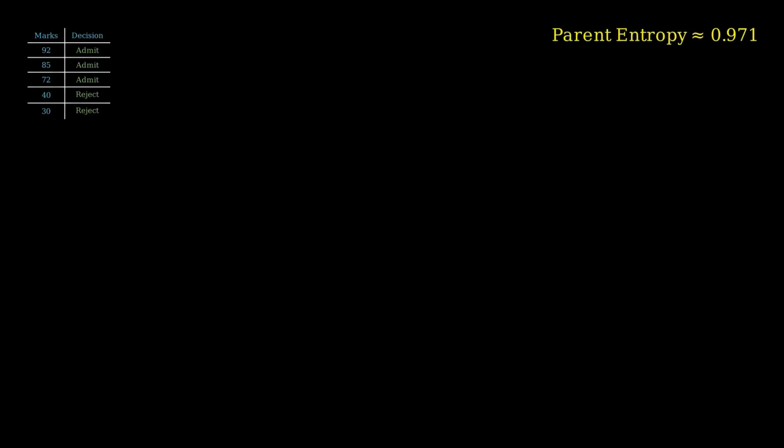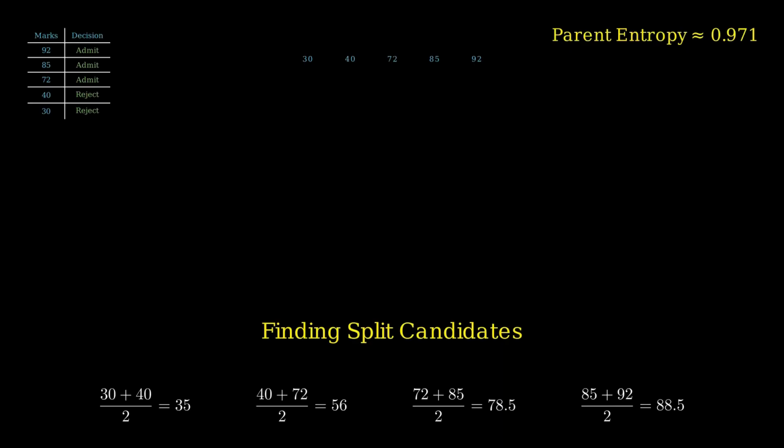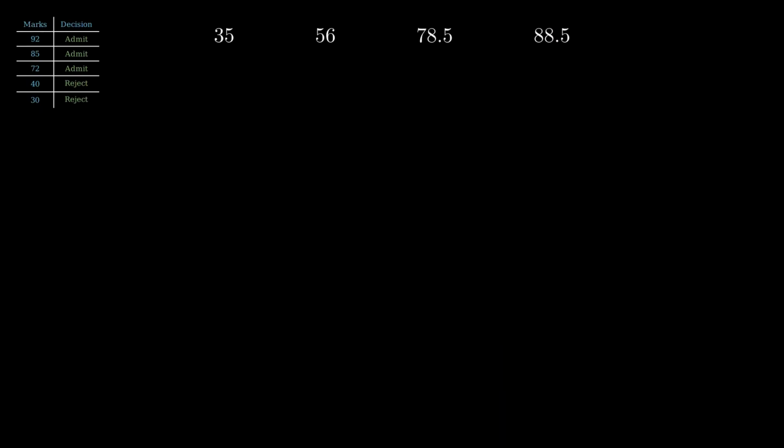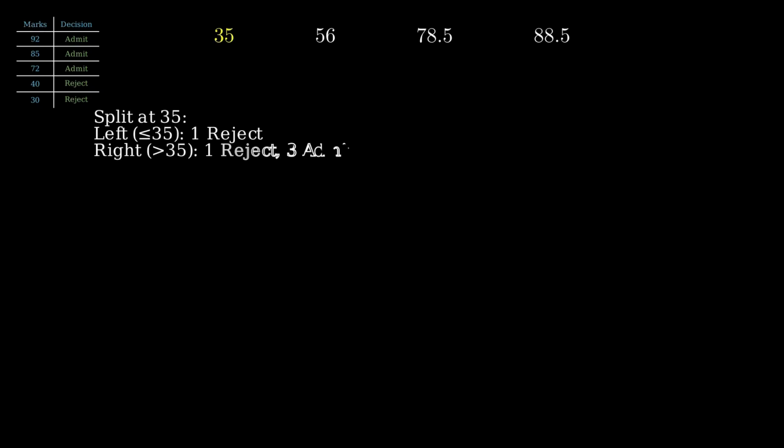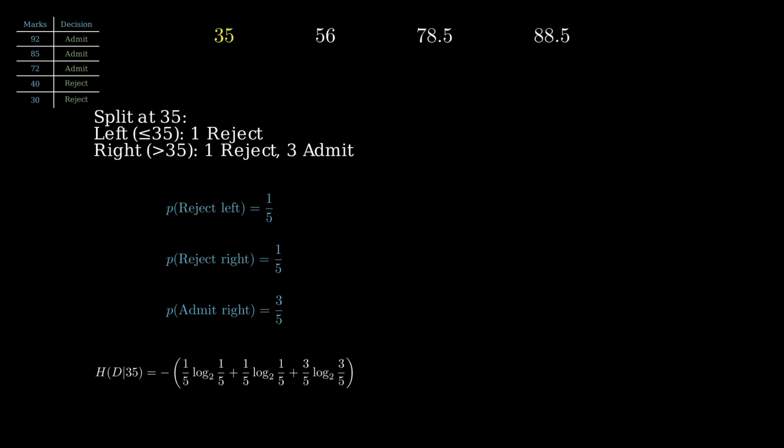Since marks is a numeric feature, we first sort all the mark values. Then, we find possible midpoints between each pair of neighboring values. These midpoints act as candidates for splitting the data into two groups, one group with marks below the midpoint and another with marks above it. Each candidate split is then evaluated to see how much it reduces the uncertainty compared to the parent dataset.